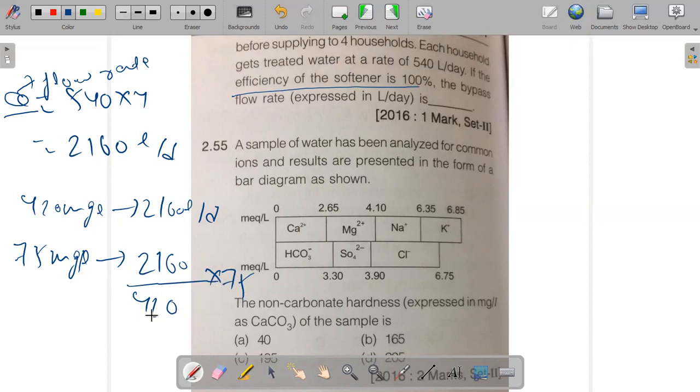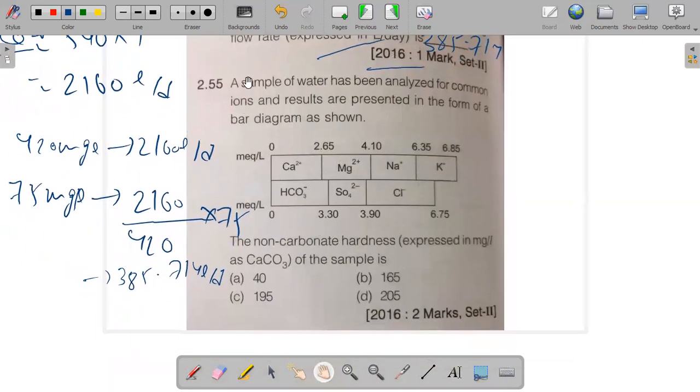So solve it. 2160 divided by 420 multiplied by 75, we'll get about 385.714 liter per day. So 385.714 is your correct answer. This is a 1 mark question from the 2016 GATE examination. Let's move on to our next question.